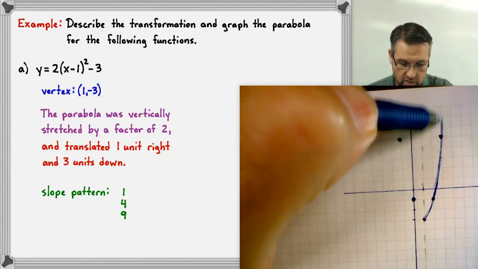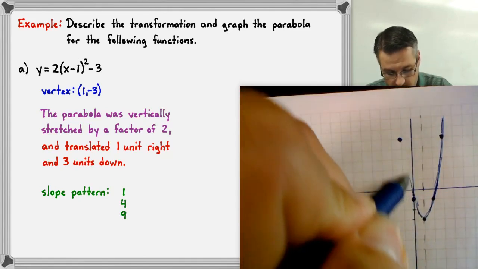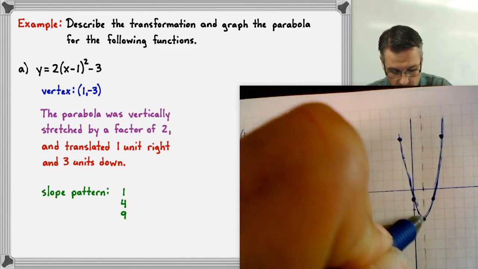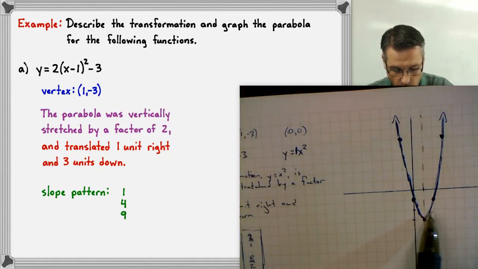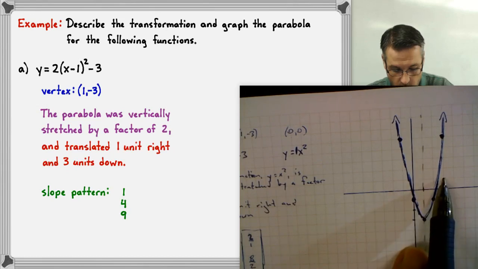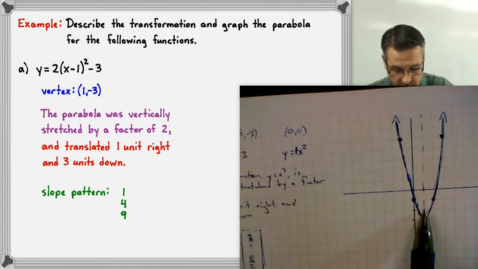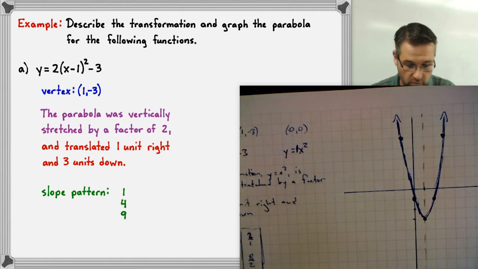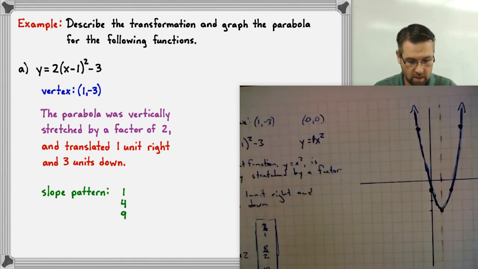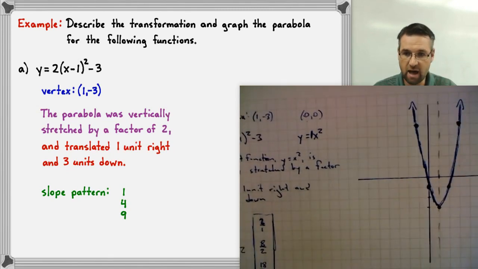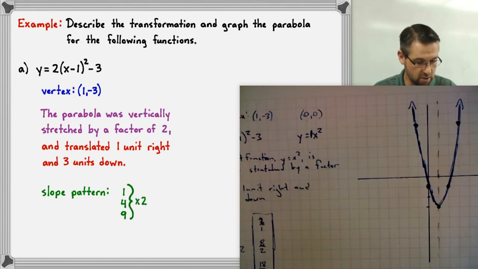And notice that this parabola looks a little bit skinnier than our normal parabola. Because instead of going up 1 over 1 and then up 4 over 2, we are going up a different amount. We're going up higher as we go over. And so it makes it look a little bit skinnier or narrower. Okay? So that is our example of how to graph a parabola. Again, you take the slope pattern and multiply it by 2. And so we end up with 2 over 1, 8 over 2, and 18 over 3.